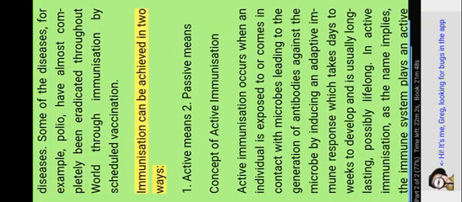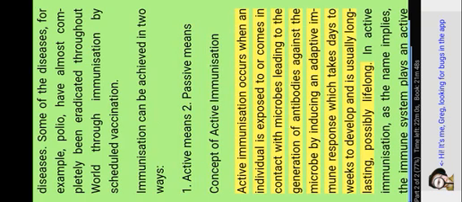Immunization can be achieved in 2 ways. 1. Active means. 2. Passive means. Concept of active immunization. Active immunization occurs when an individual is exposed to or comes in contact with microbes, leading to the generation of antibodies against the microbe by inducing an adaptive immune response, which takes days to weeks to develop and is usually long-lasting, possibly lifelong.